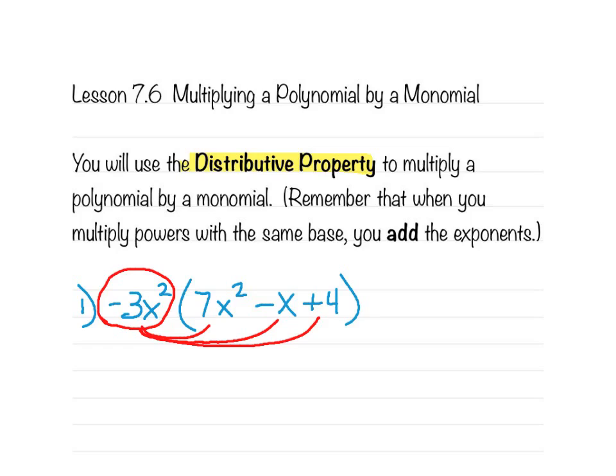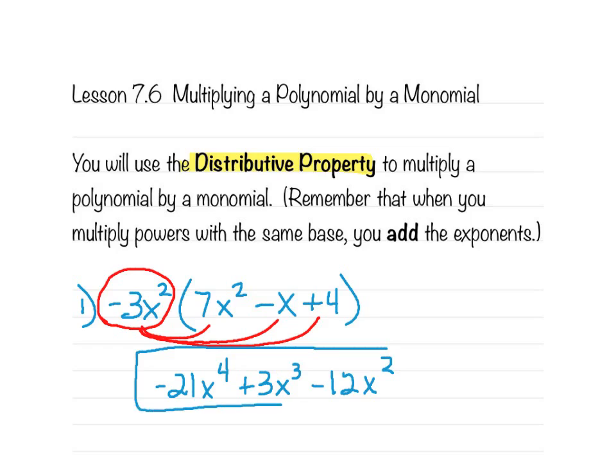Let's multiply. Negative 3x squared times 7x squared is negative 21x to the fourth power. Negative 3x squared times negative x is positive 3x cubed. Negative 3x squared times positive 4 is negative 12x squared. So the product is negative 21x to the fourth plus 3x cubed minus 12x squared.